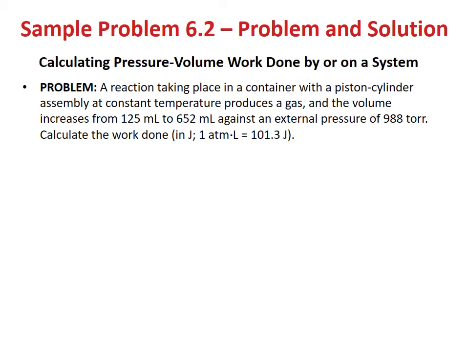Sample problem 6.2. A reaction takes place in a container with a piston-cylinder assembly at a constant temperature and produces a gas, and the volume increases from 125 milliliter to 652 milliliter against an external pressure of 988 torr. Calculate the work done. The equation to calculate work is negative pressure times volume change. So this is the initial volume, this is the final volume. So delta V can be calculated by V2 minus V1.